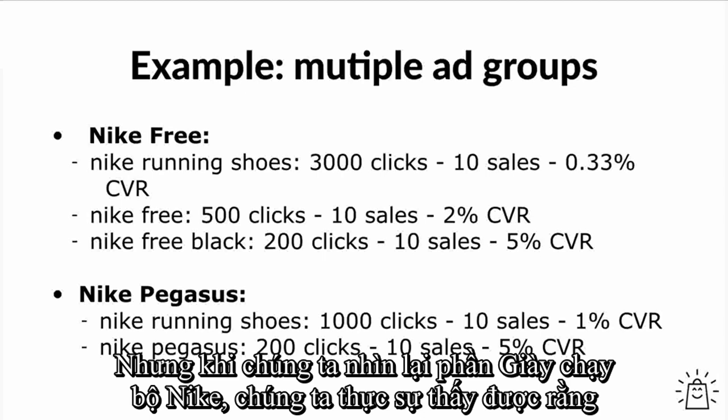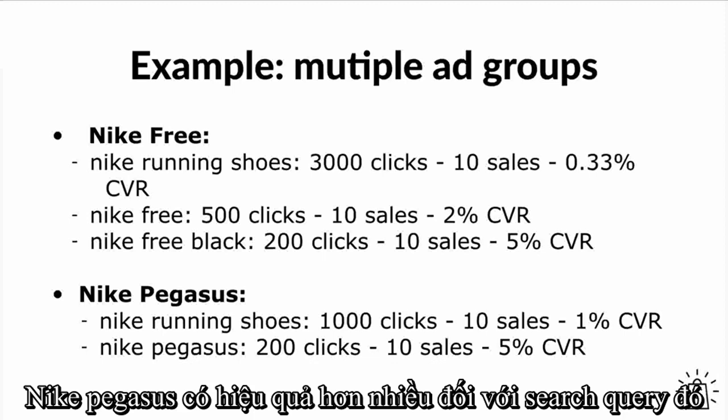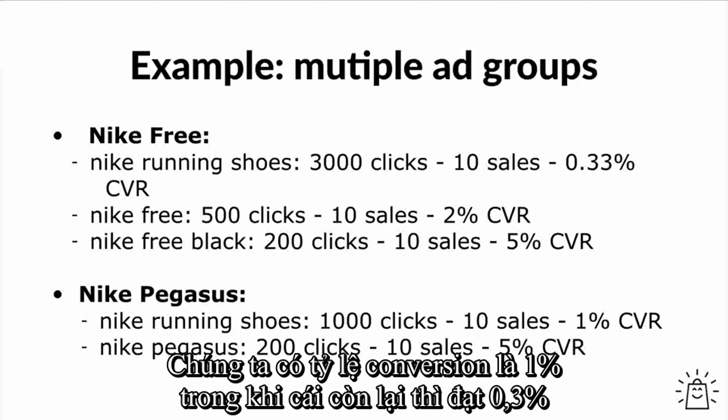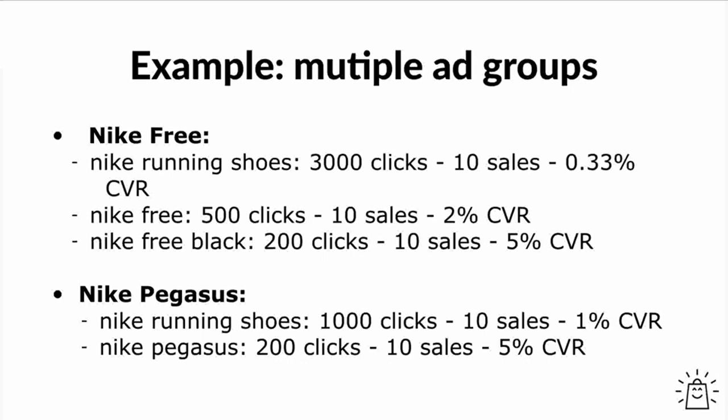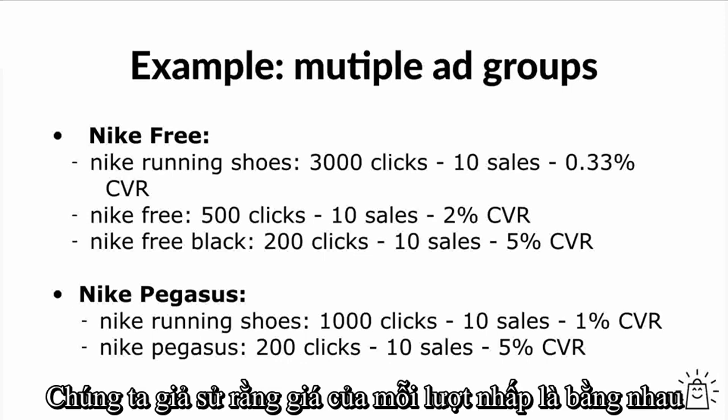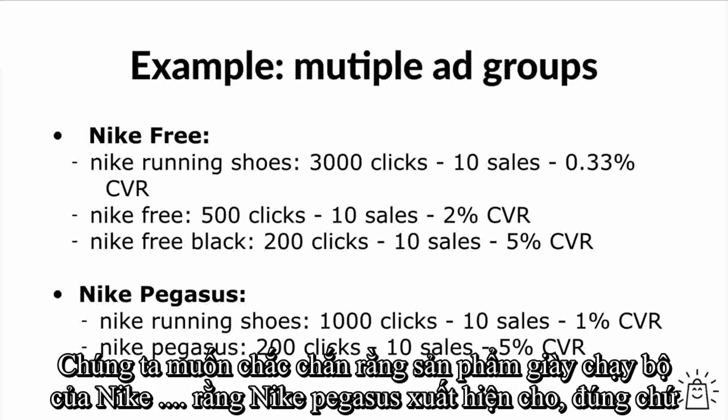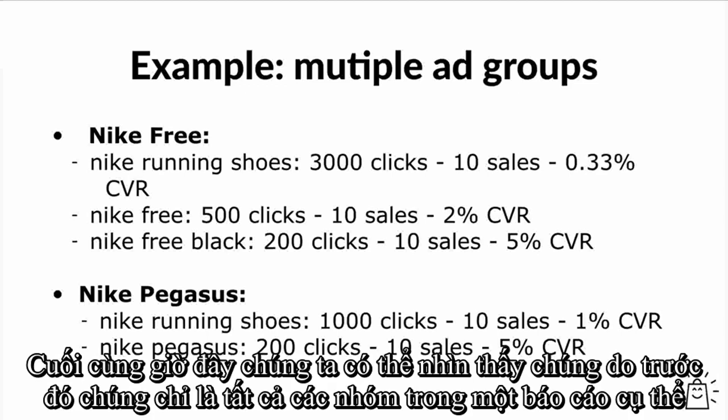But if we take a look at the Nike running shoes, we actually see that the Nike Pegasus, it performs a lot better for that specific search query. We have a 1% conversion rate, while the other one hits about a 0.3%. So if we assume that the cost per click is the same, well, we want to make sure that for Nike running shoes, the Nike Pegasus product appears for that, right? And now we can finally see this, because before they were just all grouped together in a particular report.